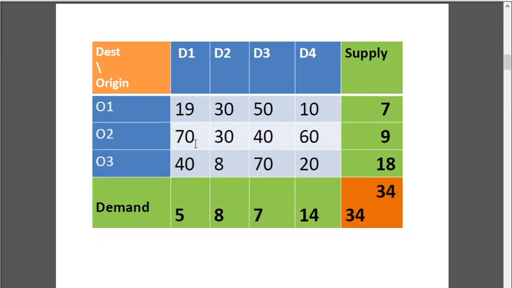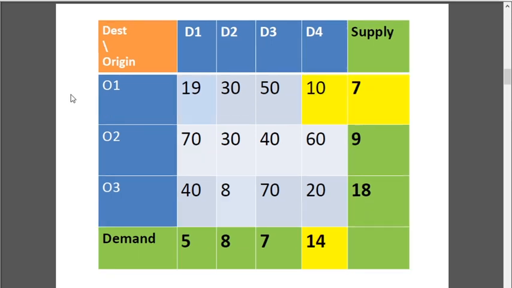processing the table in a row-wise manner rather than considering the whole matrix inside the table. That is, first we'll start with row 1. So we have 3 origins, O1, O2 and O3. For each origin we have one row. So we'll start with the first row, which is for origin 1. In this row, select the cell which has the least cost. That is, out of 19, 30, 50 and 10, the least cost is 10. Select this cell.